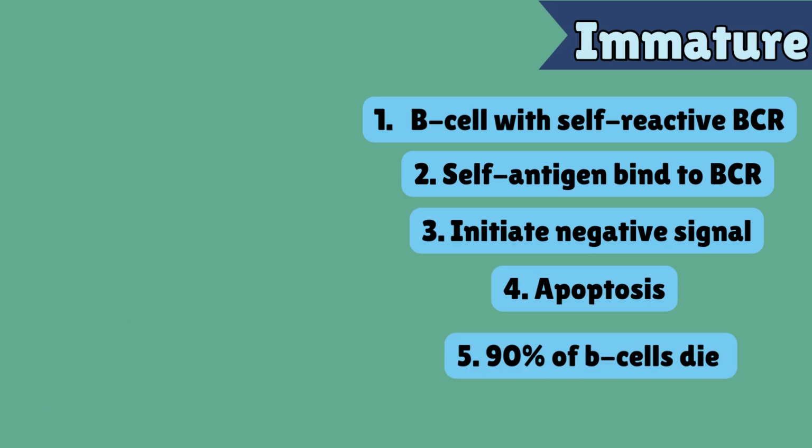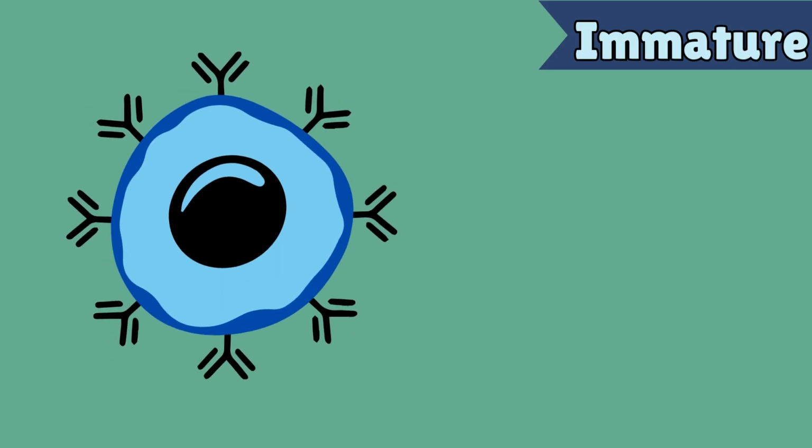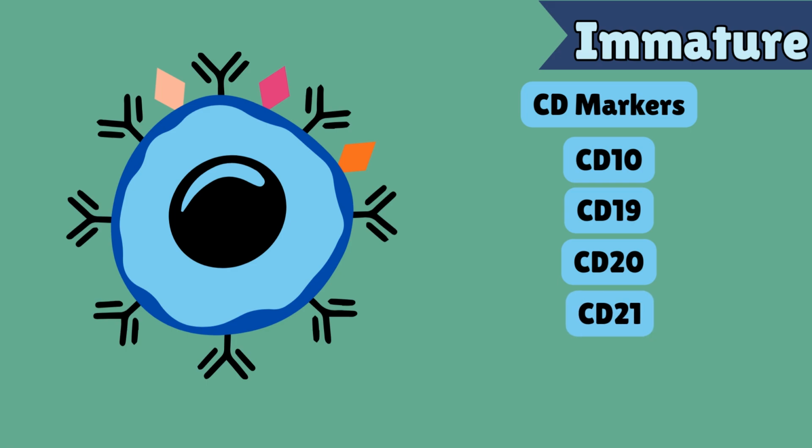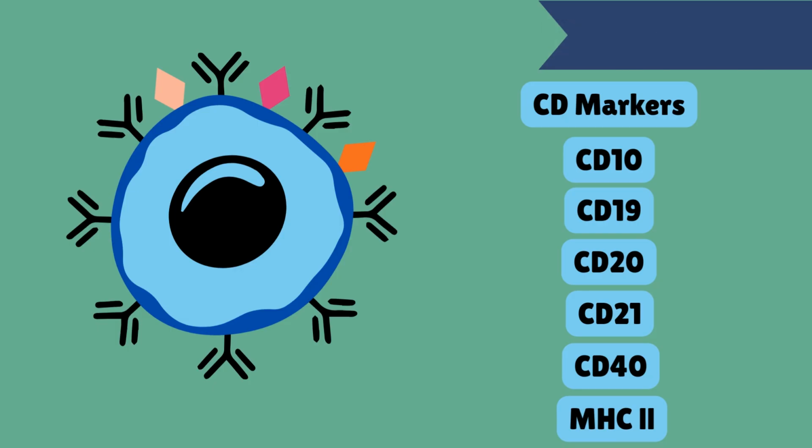At the end of the immature stage, the B cell will get their CD markers. Those CD markers allows laboratory scientists to identify different types of B cells. An immature B cell that starts presenting CD21, CD40, MHC2 means it's ready to enter the mature stage. In the beginning of the mature stage, the B cell will make its way out of the bone marrow.